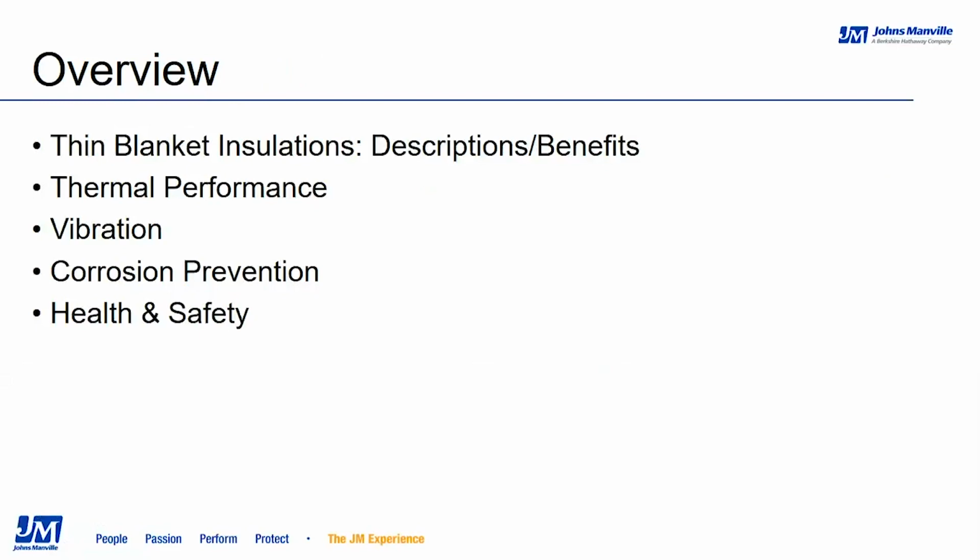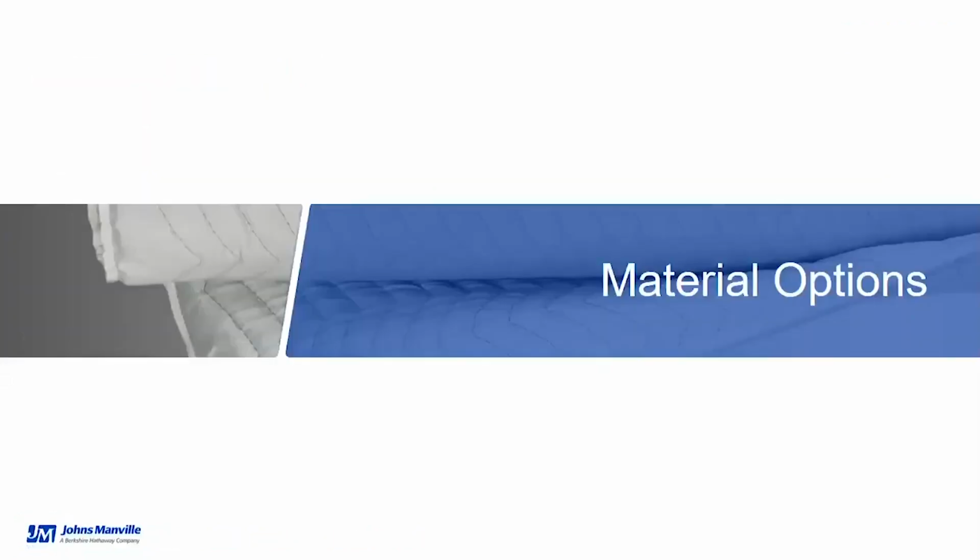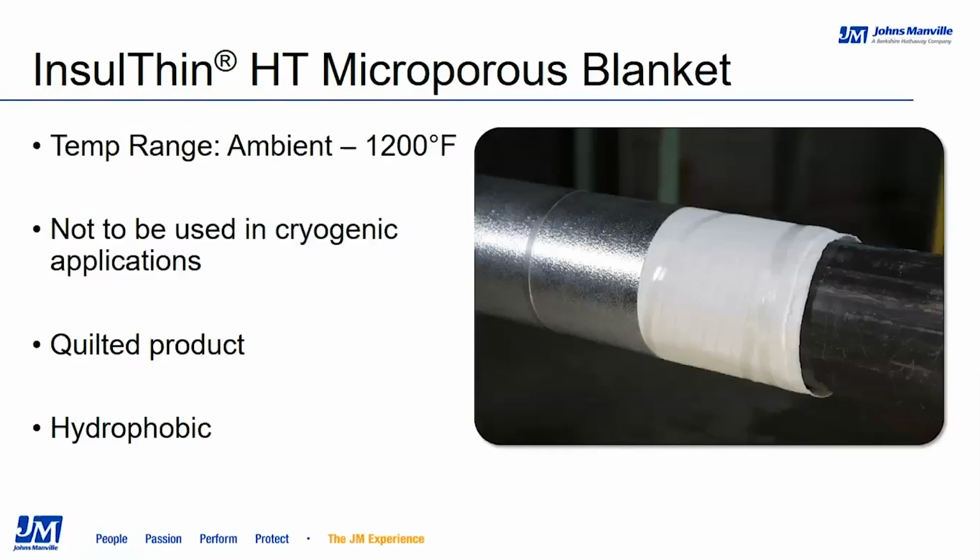So now we're going to talk about the prominent thin blanket insulation materials commonly utilized for industrial mechanical piping, tank, and equipment applications. The first material I'm going to talk about is InsulThin HT. InsulThin is a thin blanket offering from Johns Manville's Industrial Insulation Group, which was first introduced into the market in 2014. It is a highly efficient insulating material, hence being categorized as thin.